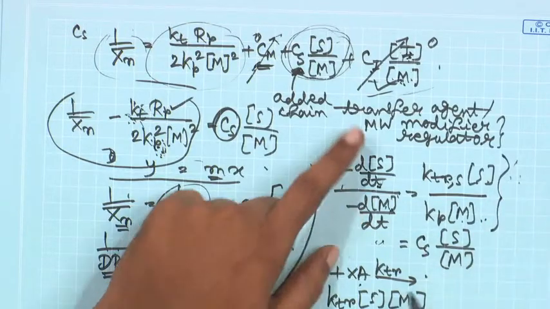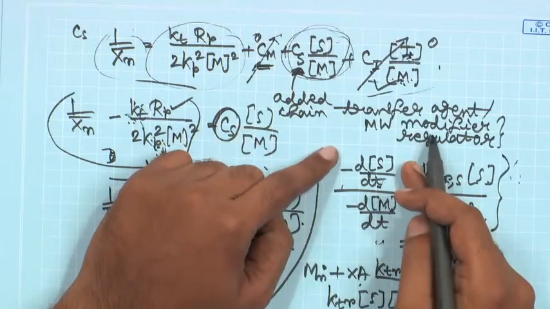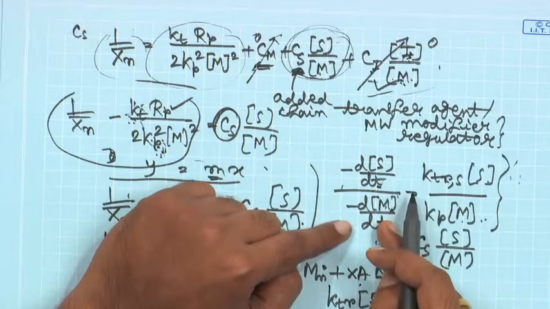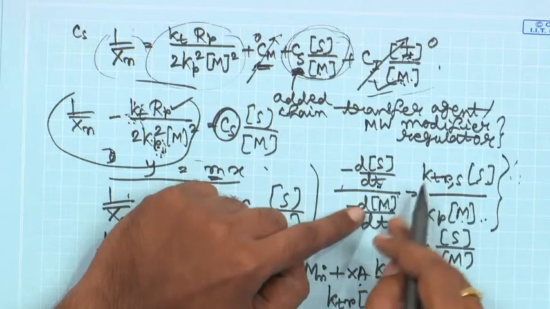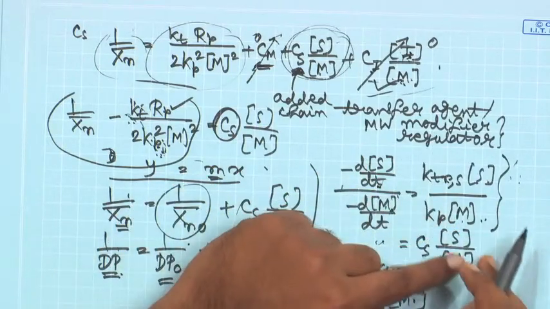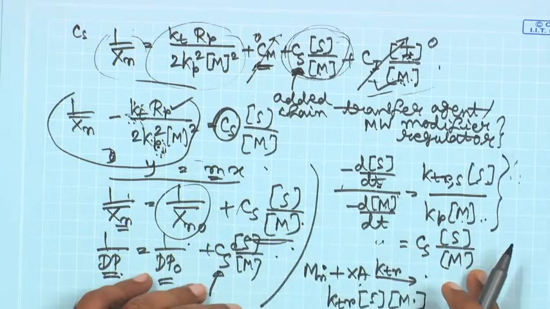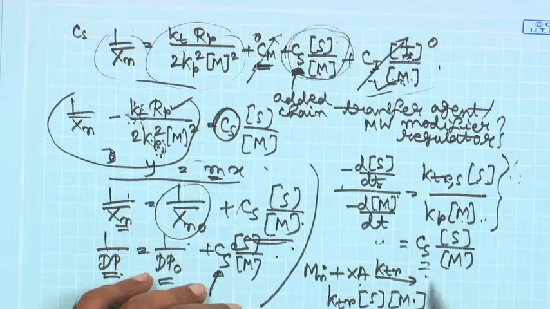So, this ratio is nothing but the ratio of the rate of disappearance of the chain transfer agent to the rate of disappearance of the monomer. Both of them are experimentally determinable. This ratio you can plot against the ratio of the concentration of the chain transfer agent to the concentration of the monomer, and you can find out the value of Cs.